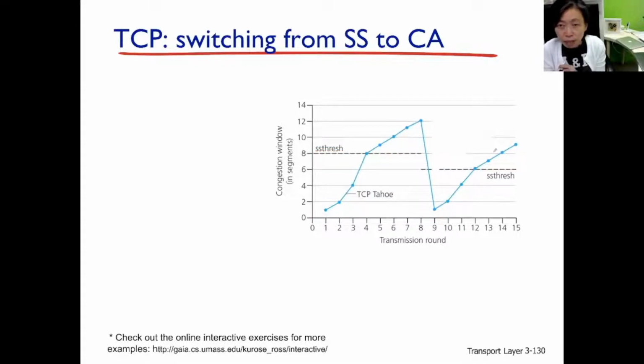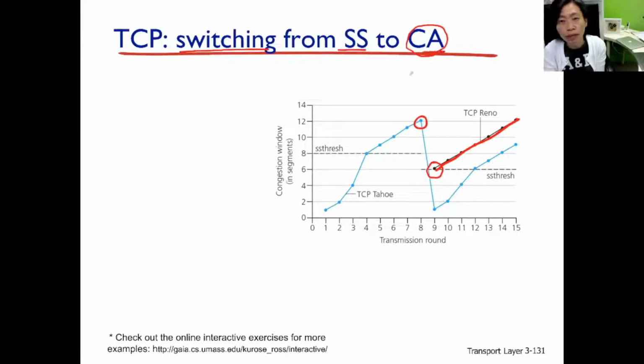Now, what happens in Reno is, however, when we detect 3 duplicate ACKs, a packet loss, what we do is more simple, where we just reset the window size to half of the original window size, which is 12. So we set it to 6, and then continue to grow the window size with AIMD, such as in the congestion avoidance state.